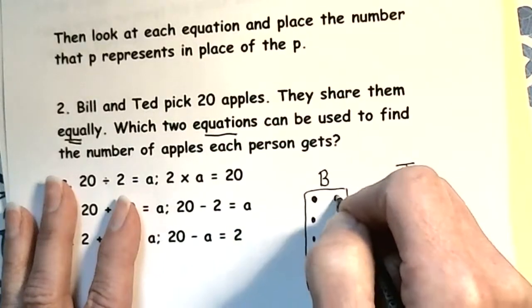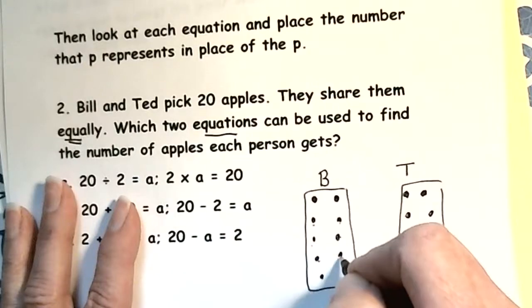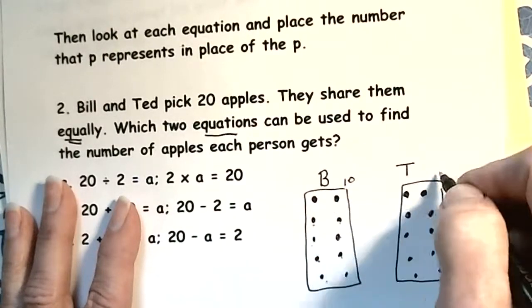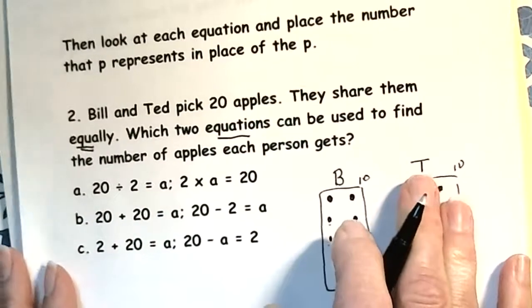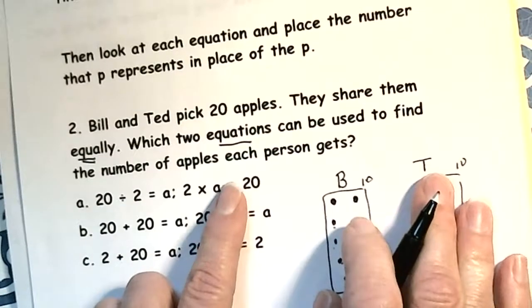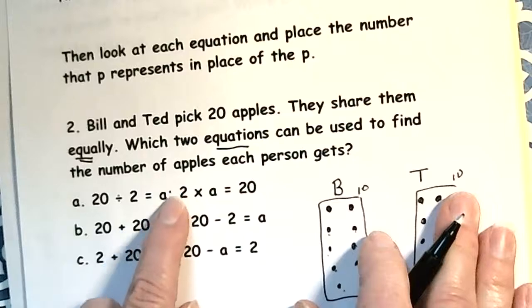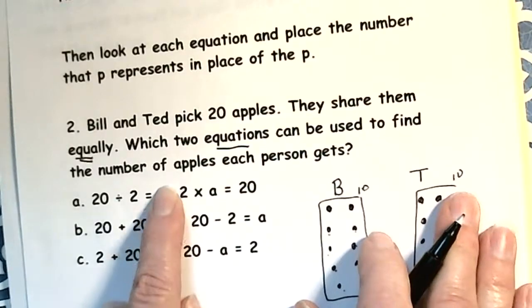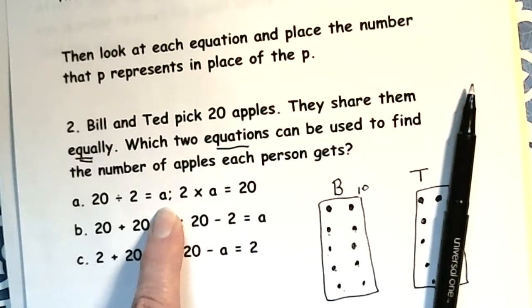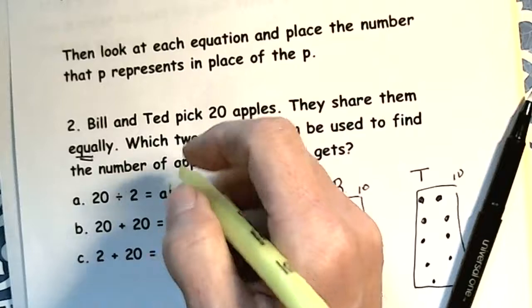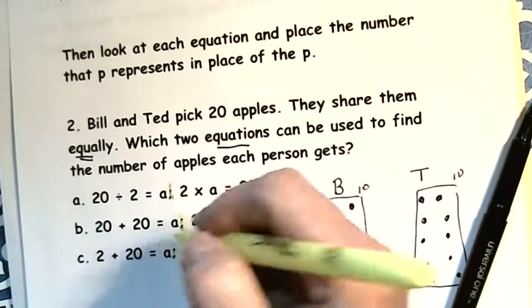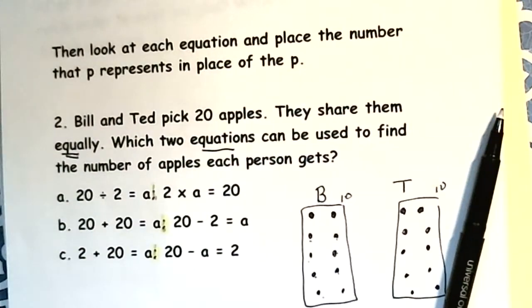They each get 1, 2, 3, 4, 5, 6, 7, 8, 9, 10. So let's see, it says which two equations can be used to find the number of apples each person gets. Now this little symbol here, you might not have seen this before. Don't let that confuse you or frighten you or make you think you can't do it. That's just separating these two equations. That's all it's doing, okay?